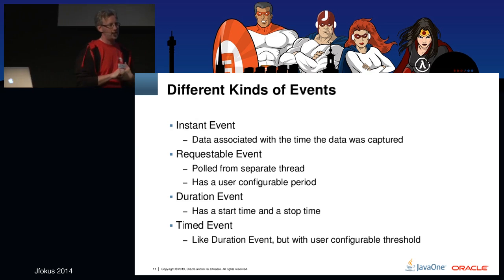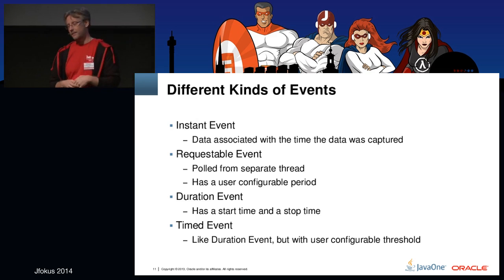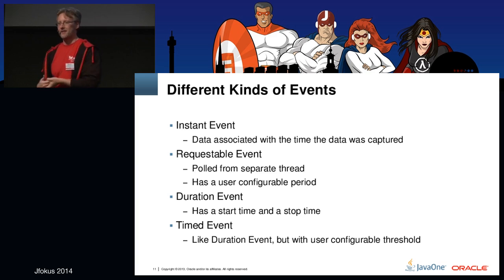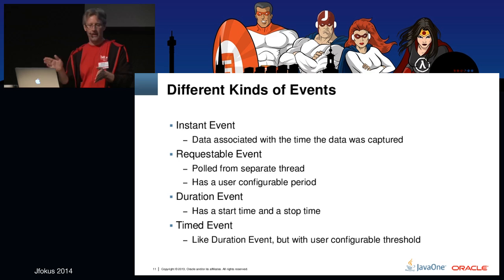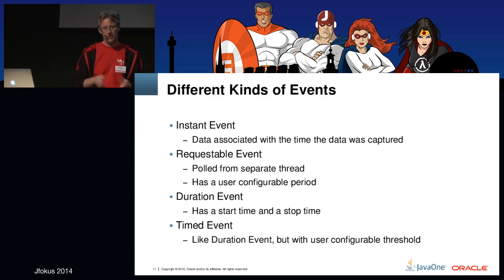So the different kinds of events you can record for now are instant events, which are just data points in time. Requestable events, and those are pulled from a separate thread, and you can, as a user, configure how often to get that data. There are duration events, and those have a start and stop time.